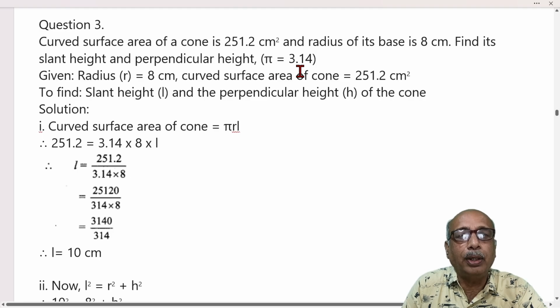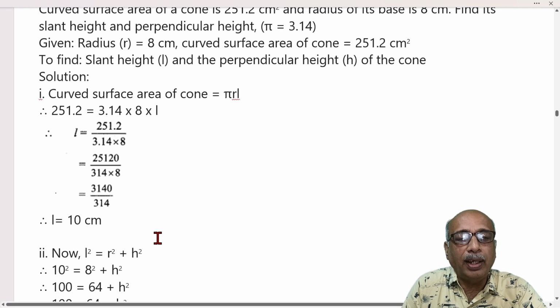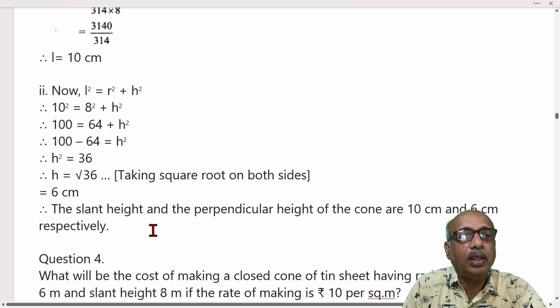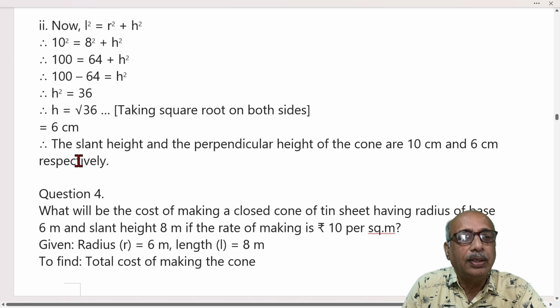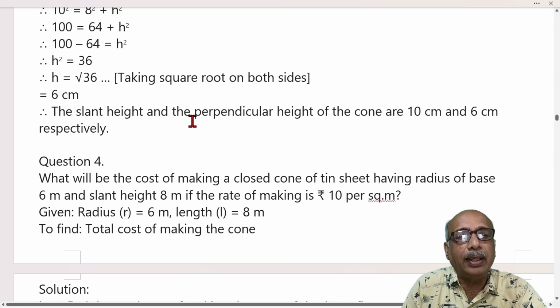Pi is 3.14. So here curved surface area of the cone is pi r l. Substitute the values, you will get the value of l equals 10 centimeter. Apply the formula l square equals r square plus h square and simplify for the value of h. h equals 6 centimeter. Therefore, the slant height and the perpendicular height of the cone are 10 centimeter and 6 centimeter respectively. Very easy.